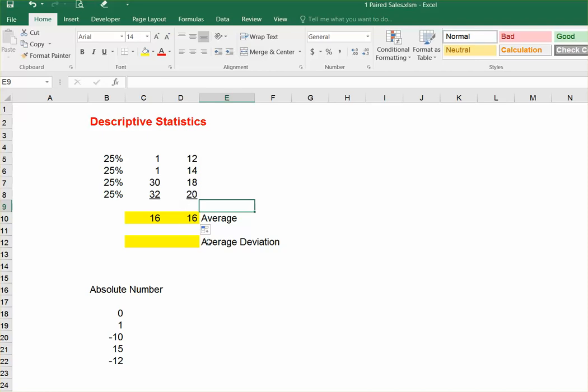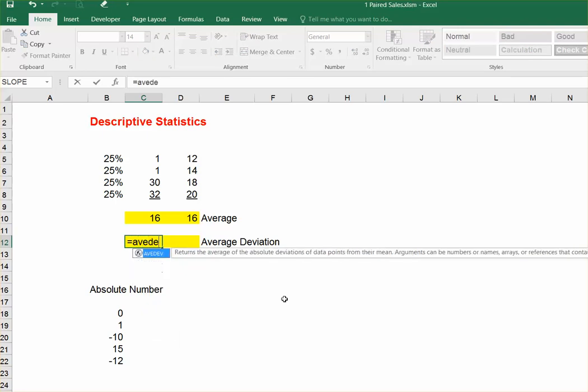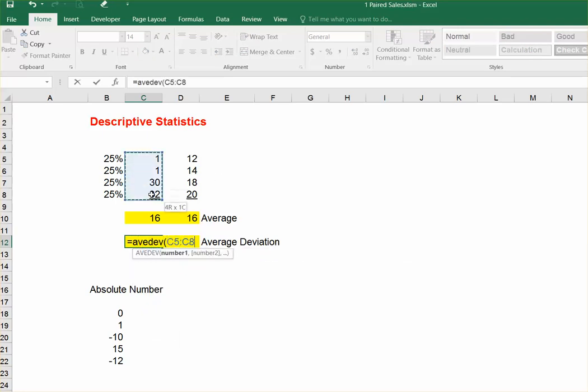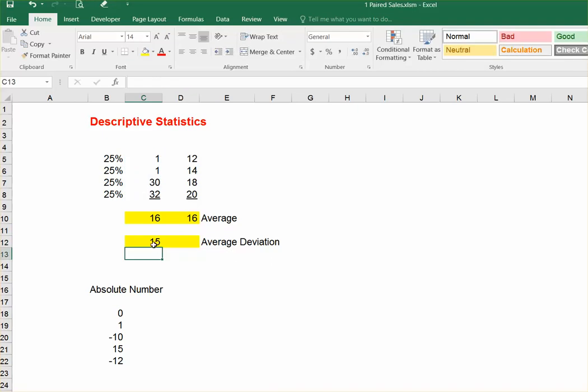So the average deviation, remember another word for average is mean, so you could call this mean deviation, it wouldn't matter, but let's find the average deviation, and I'm going to use an Excel function again, equals average deviation of this number set. So it's 15, and then I'll just drag it over, and it's 3. So you can see the average deviation is much lower.